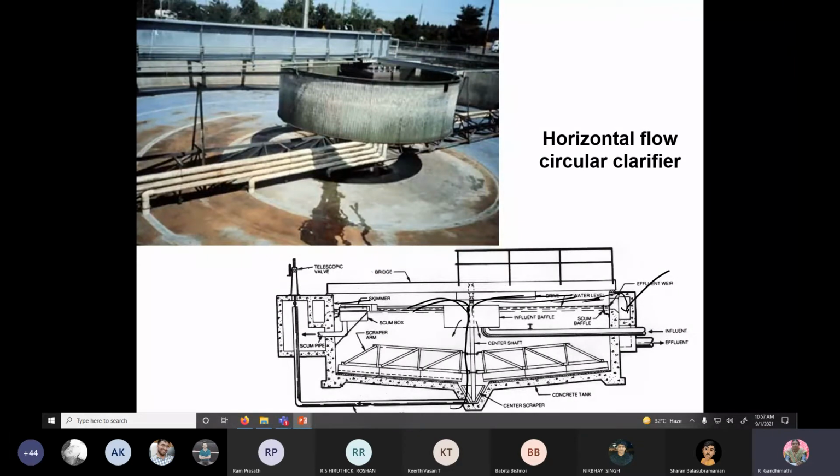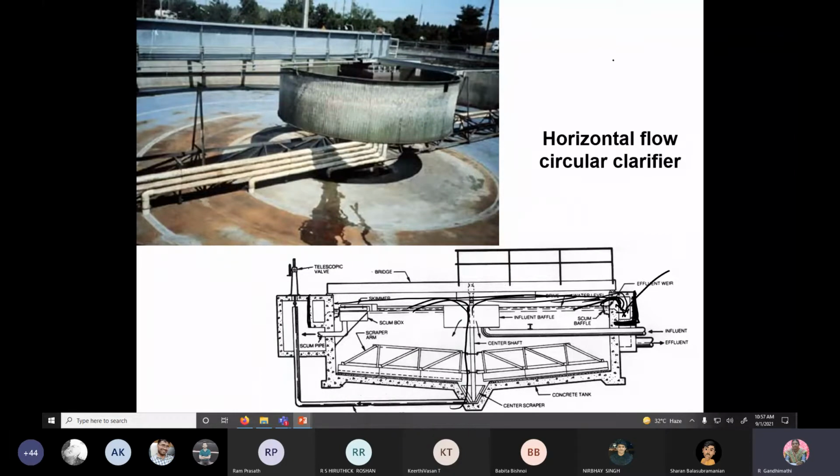The inner portion is where you are receiving the wastewater. Then this is the outer portion, through which the water may overflow. This is the weir arrangement through which water may overflow, and it may be collected in this channel. This is the section view. You can see the section view.